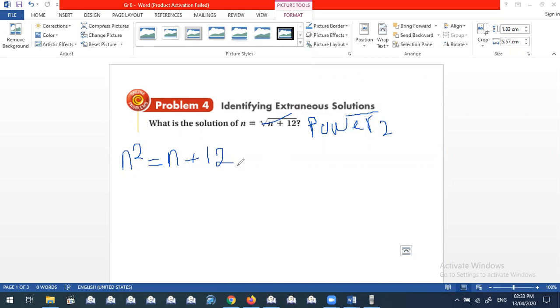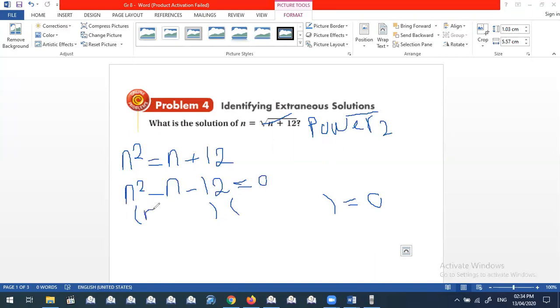Make it a zero equation. Move n to the other side and also 12, like that. So it will be n squared minus n minus 12 equals 0. Now we need to factorize. Open two brackets, like that, equals 0.